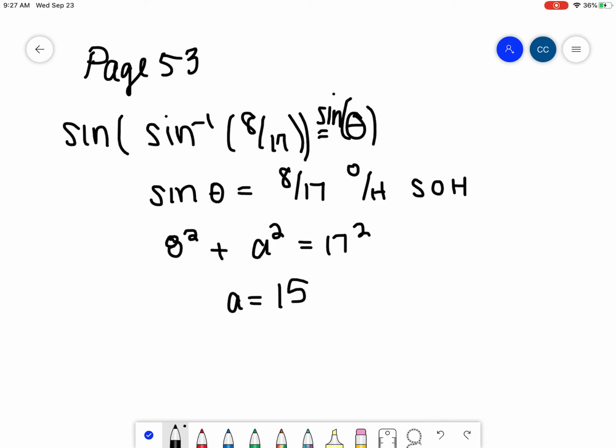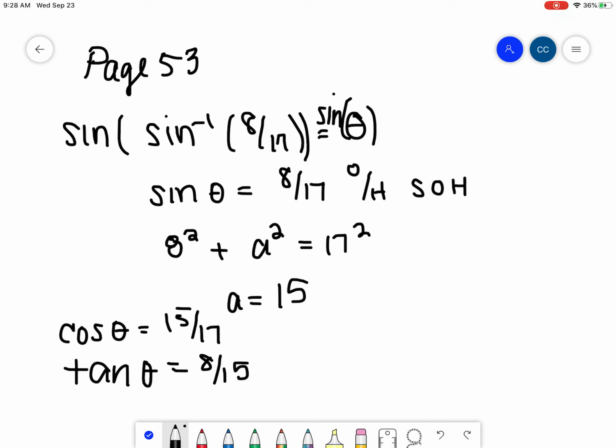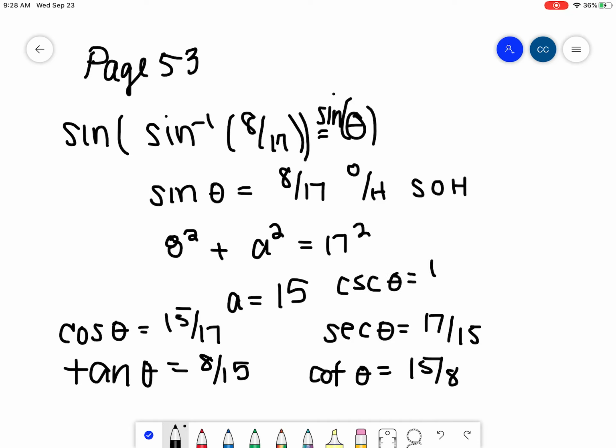So we need to find our other trig functions. Well, sine is 8 over 17. Cosine of theta is 15 over 17. And then the tangent is sine over cosine, so 8 over 15. Secant is cosine flipped. Cotangent is tangent flipped. And cosecant is sine flipped.